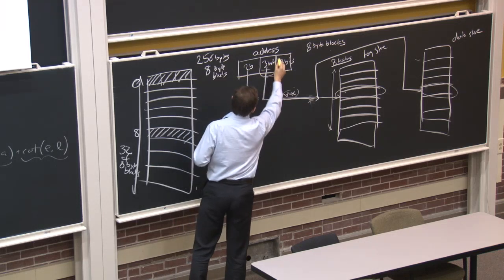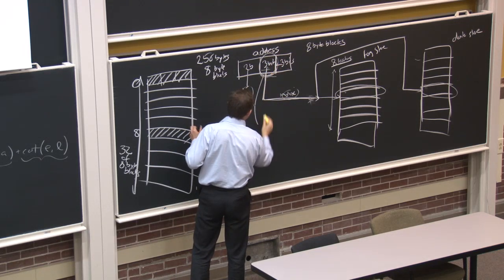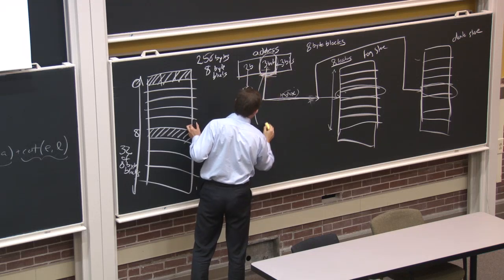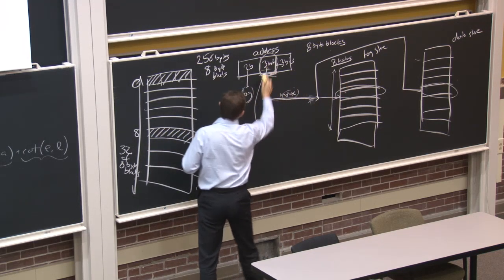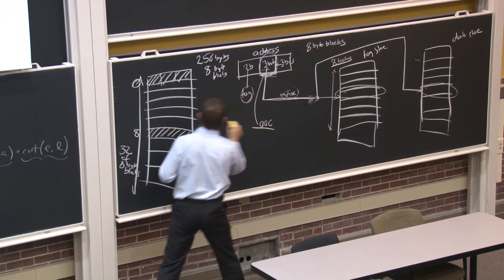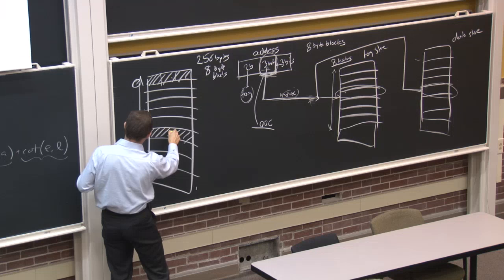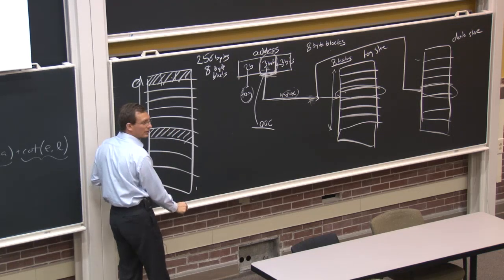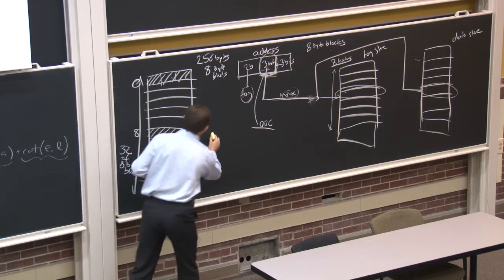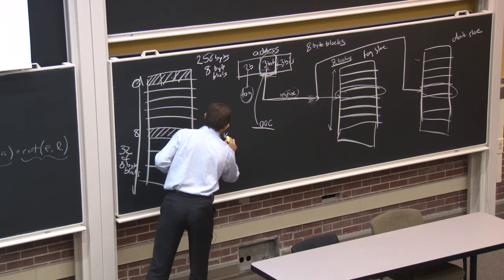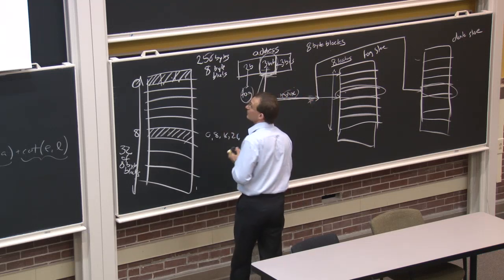Because you use these bits to index into the cache. And all blocks that have the same index bits are mapped to the same location in the cache. So index bits are 0, 0, 0 for blocks 0, 8, 16, and 24, right? There's no 32, because we go up to 31. Yeah, blocks 0, 8, 16, and 24 get mapped to this location. Okay.